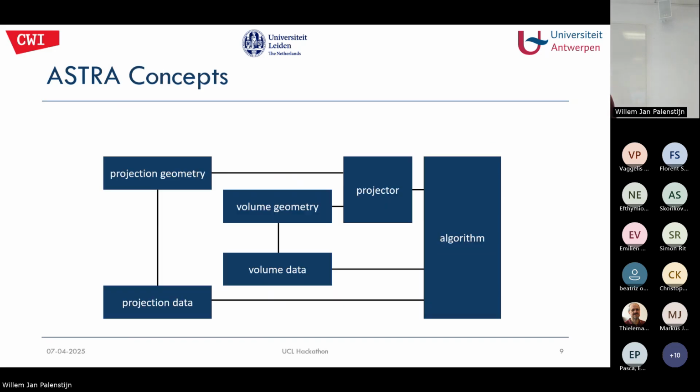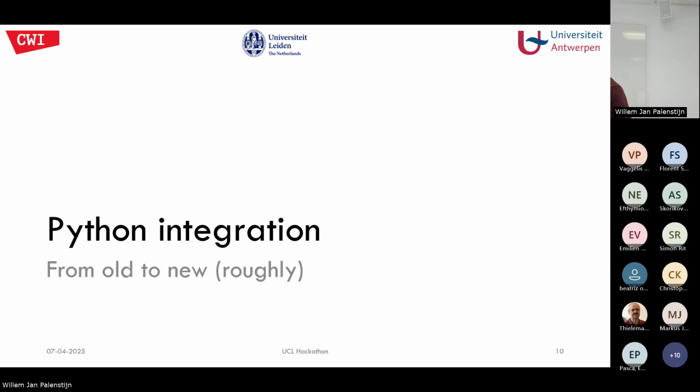So just a few concepts, if I accidentally use some of these words in the rest of the talk. How we define geometries in ASTRA is you put a projection geometry and a volume geometry together in a projector object, and then you give this projector together with volume data and projection data to an algorithm, which can be a forward projector, back projector, or a SIRT or FBP or FDK algorithm, and then it will run this usually on the GPU.